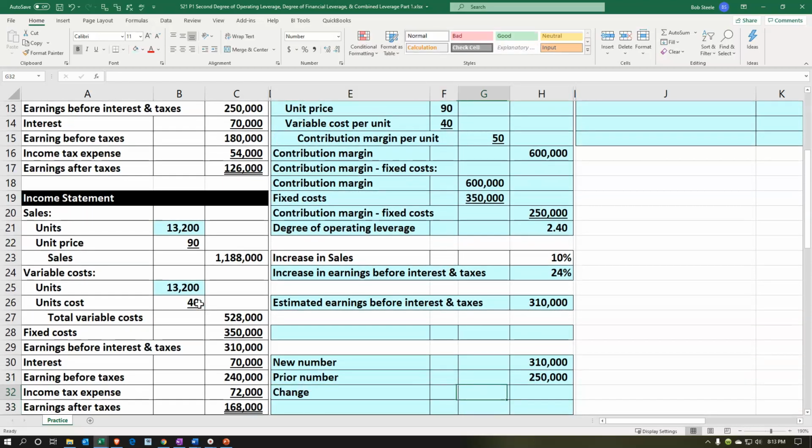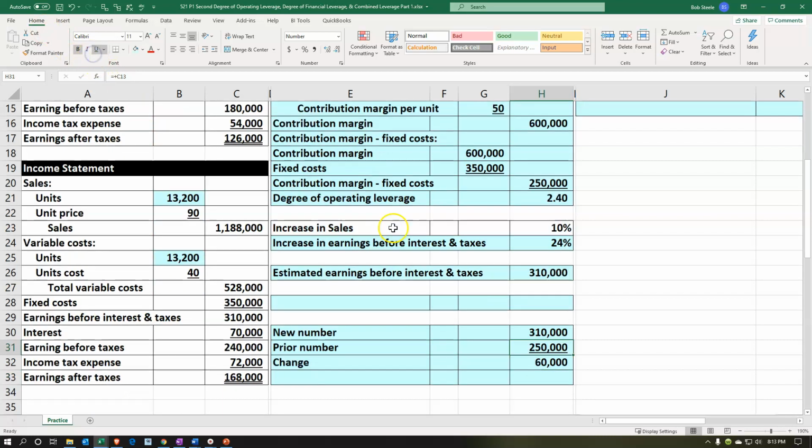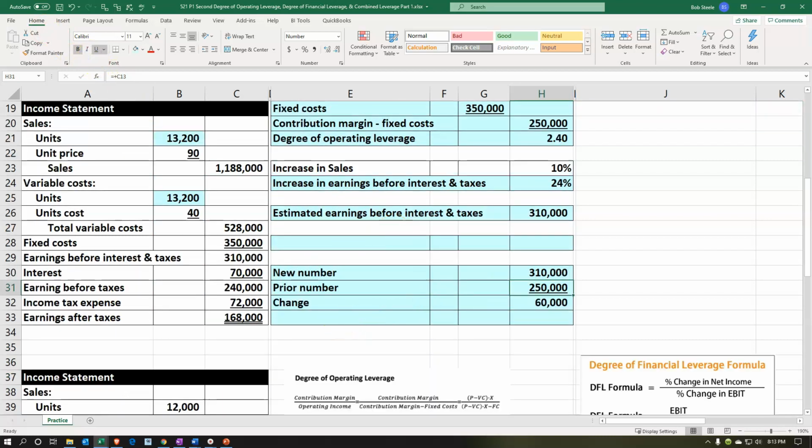We have the change then. The change is going to be, this will equal the 310 minus the 250. Let's put an underline here, Home tab, Font group, underline. And then we can say that the increase in the earnings before interest and taxes, or the percent increase, is going to be equal to the change divided by the beginning number, which is the 250. So let's make that a percent. Home tab, Numbers group, making that a percent. There's the 24%.